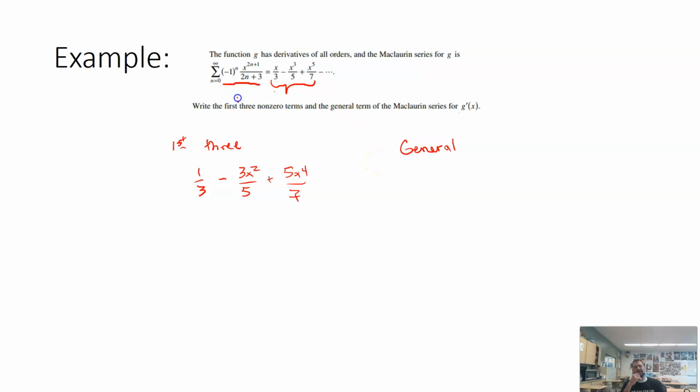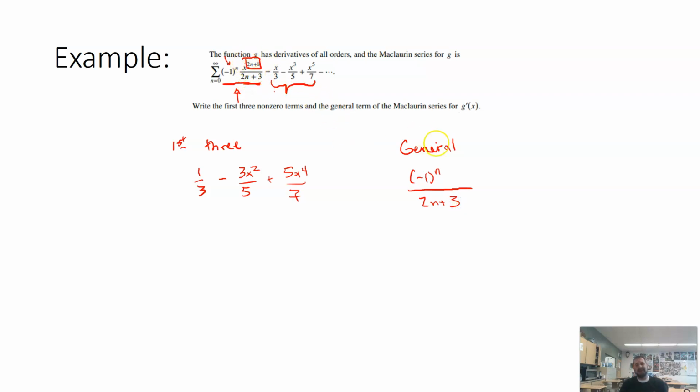When I look at the general term, what I have to realize is the -1 and the 2n plus 3 in every single term are just numbers. When you take a derivative, constant numbers don't change. The only thing that changes is the power. What we do is, okay, so in a general term, all these numbers are going to stay the same. So I still have 2n plus 3. But what I do is I say, you know what?